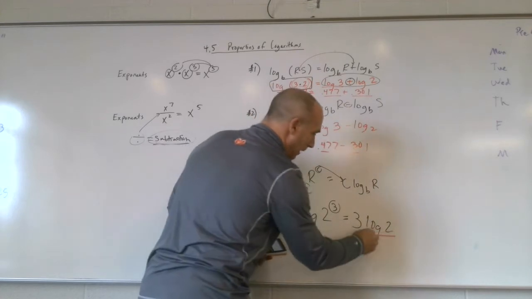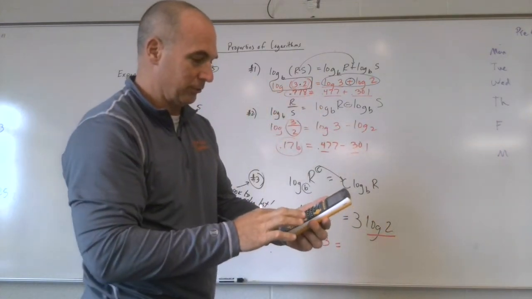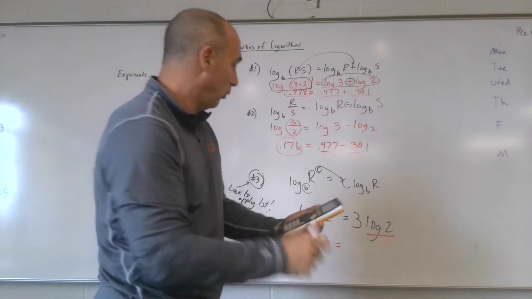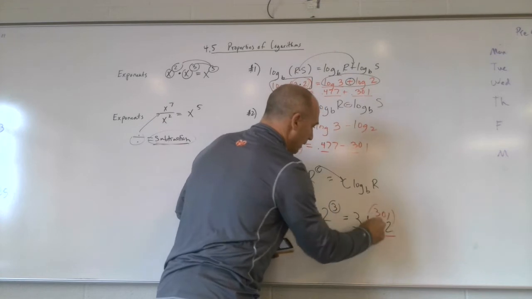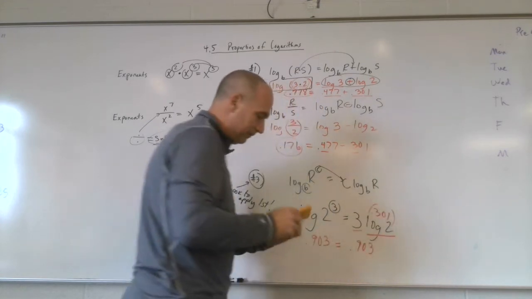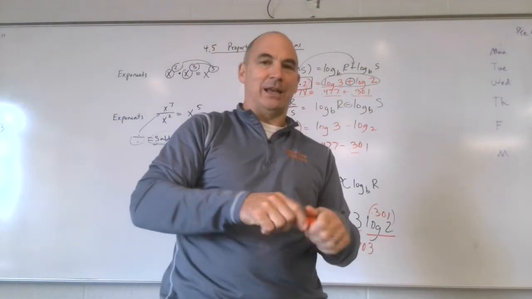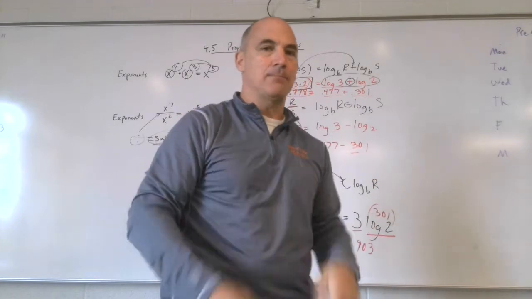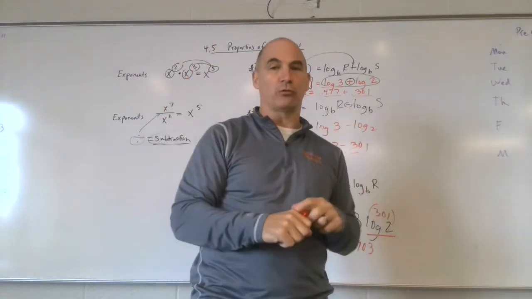Equals, and now, like PEMDAS, I'm going to do this first. Log of 2, enter. That's 0.301, but then I'm going to multiply it, so that's 0.301 times 3. What do you think that is? 0.903, okay? Now, this is absolutely fascinating math if you're a math nerd like I am. It does have real-world applications, which makes it even more interesting.